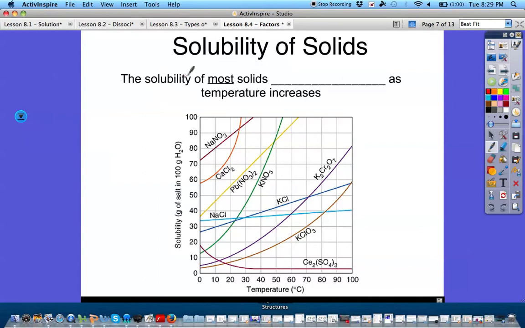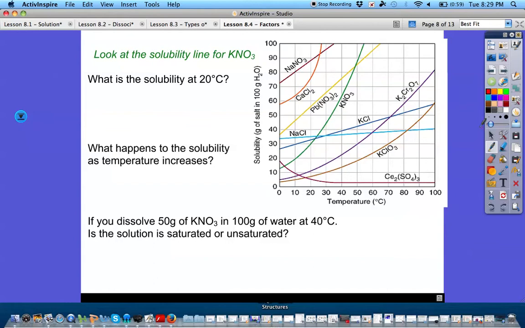Solubility of solids. The solubility of most solids increases as the temperature increases. Now notice I said most. Here's a graph, and it shows the solubility in grams of our different solutes, and our temperature is increasing here on the bottom. All of these tend to be increasing except for the cesium sulfate, and that one is decreasing as the temperature increases. So we're going to take a look at this graph and interpret what it is telling us.